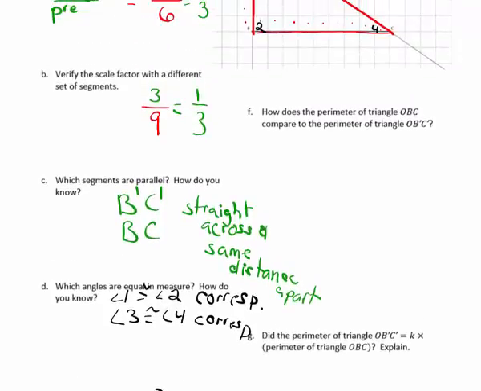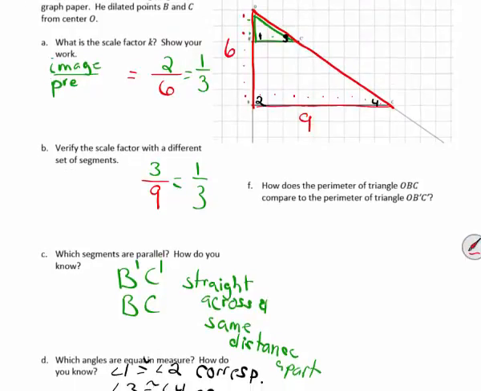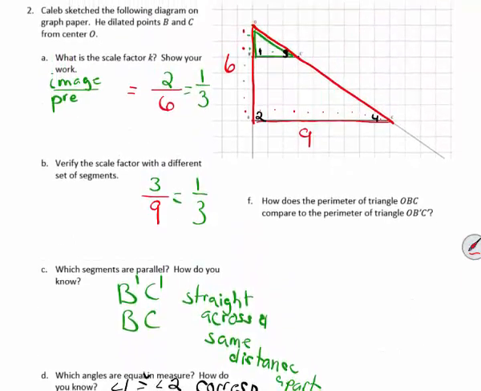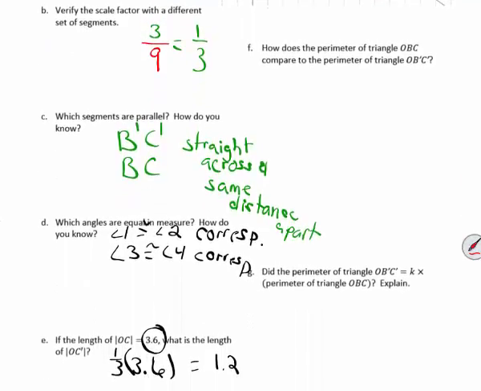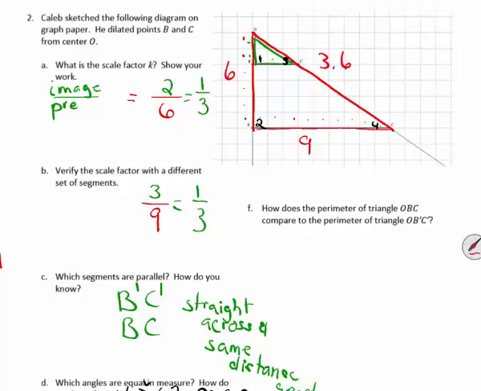All right, how does the perimeter of triangle OBC compare to the perimeter of triangle O prime, B prime, and C prime? Well, now that I know all my numbers, let's do the big triangle first. So we know that this one was 6, this one was 9, and it doesn't really make sense given the numbers that we have, but that's okay. We'll use them anyway. And this one was 3.6. To find the perimeter, I have to add up the sides. So 6 plus 9 plus 3.6, and if I do that correctly, I should get 18.6.